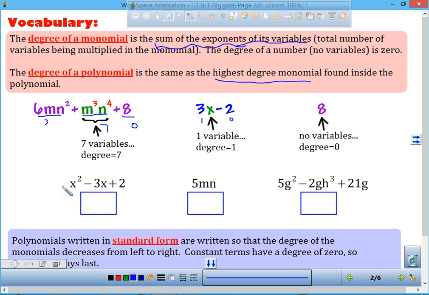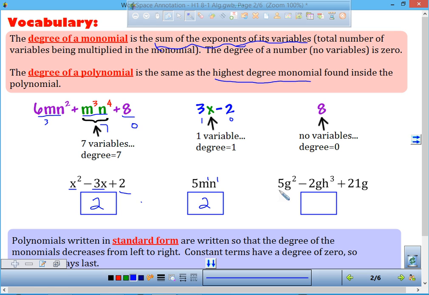Okay? Down here, another polynomial. We have x squared, negative 3x, and 2. Since it's a polynomial, we find the highest degree monomial inside of there, and that highest degree monomial is x squared. So our answer for the degree of this polynomial is going to be 2. Here we have a monomial. There's only one term. There's no addition or subtraction signs. So now I add the exponents of the variables up to get my total degree. 1 and 1 gives us a degree of 2.